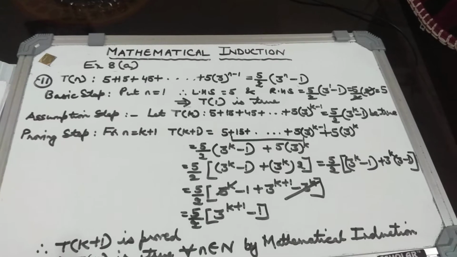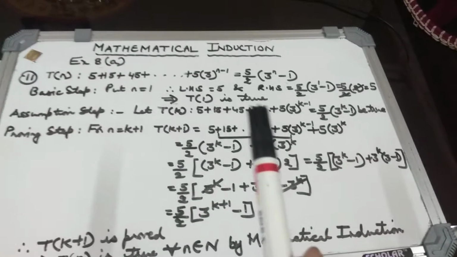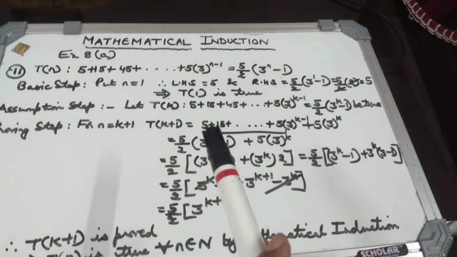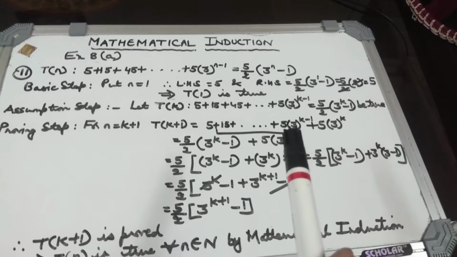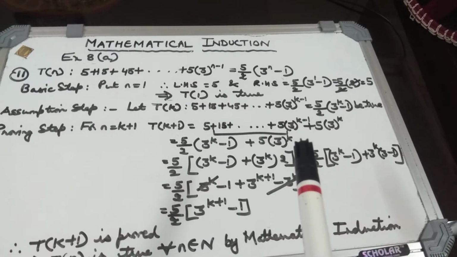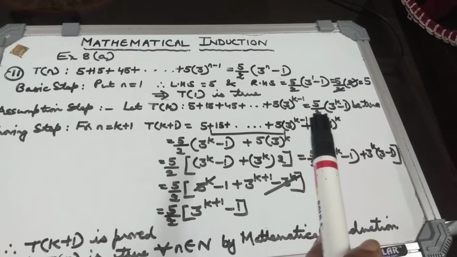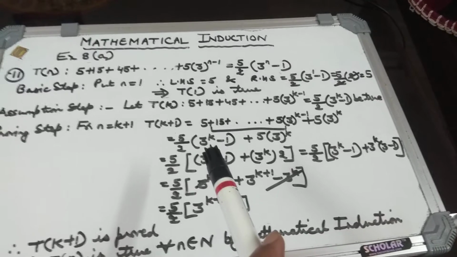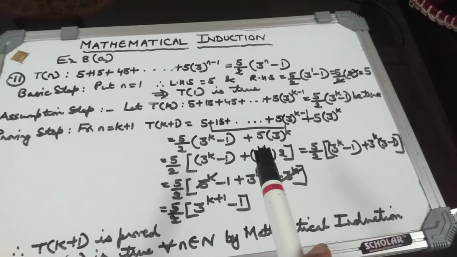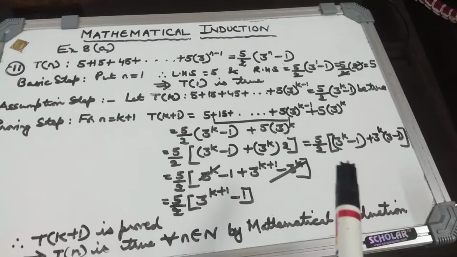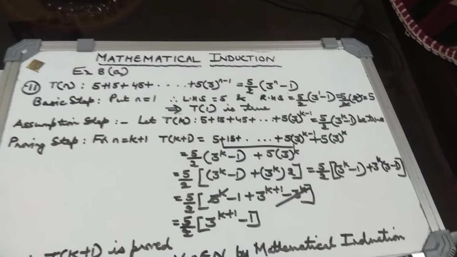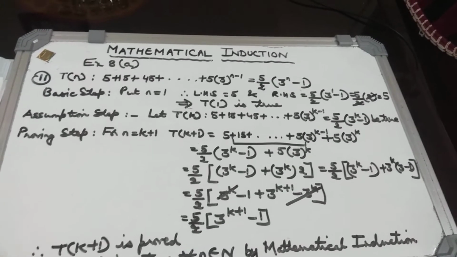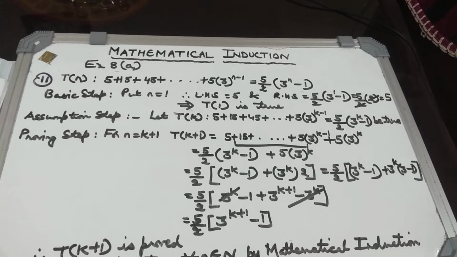Now comes the simplification. Now looking at the right hand side, you already know that we want 5 by 2 common. Now what you will do is, first replace the first k terms by summing up by Tk, 5 by 2 within bracket 3 to the power k minus 1, and the last term is 5 into 3 to the power k. I hope this expression is very clear. Simplification is not very complicated.